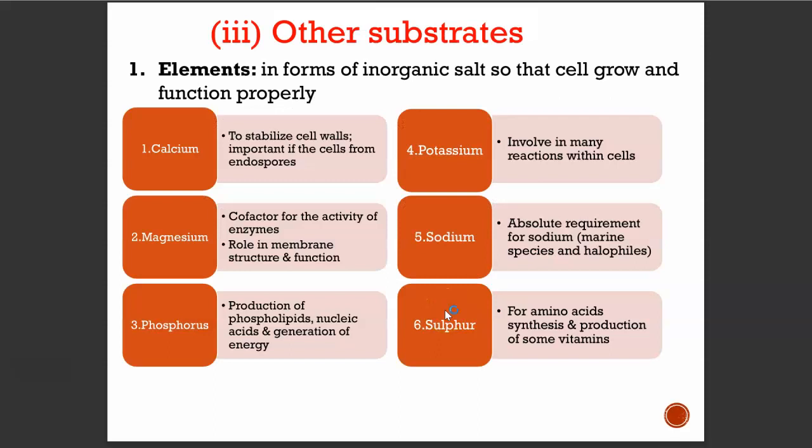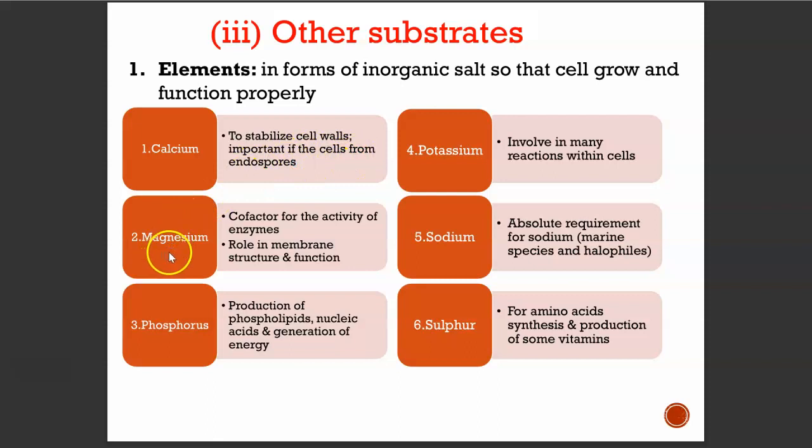And moving to the third medium composition, which is other substrates. These are the elements in the form of inorganic salt, so the cell can grow and function properly. I've listed 6 here. The first one is calcium. And what is calcium used for? To stabilize the cell wall. It is important if the cells form endospores.